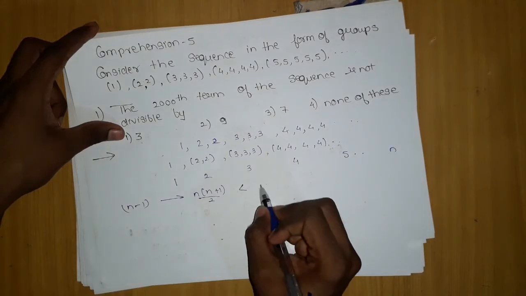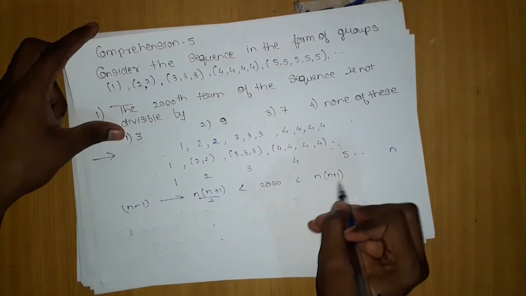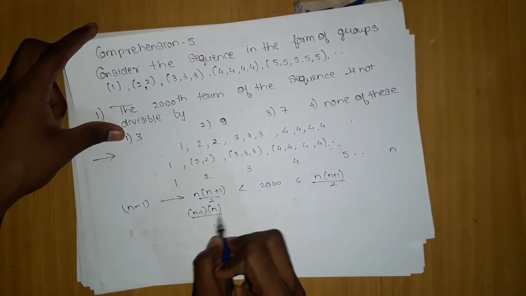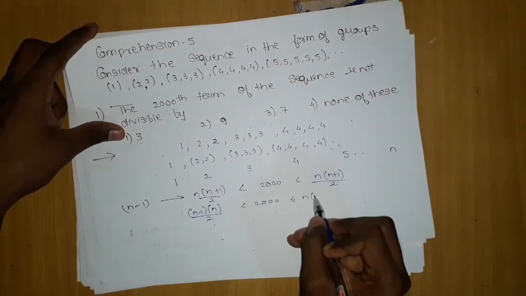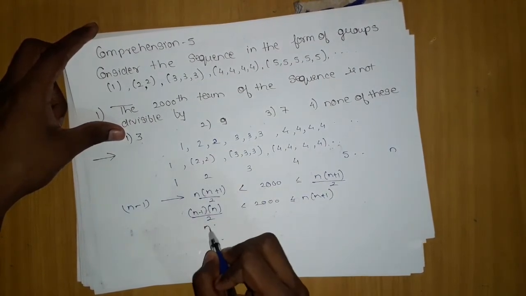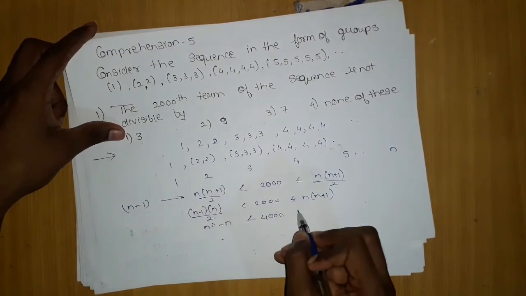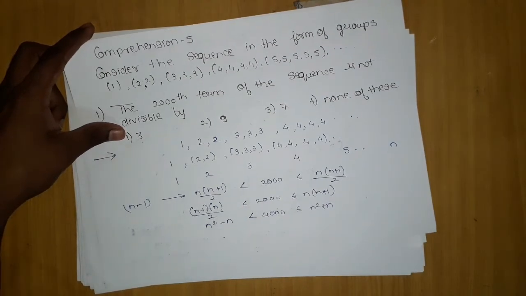And what term do I want? 2000 less than or equal to n into (n plus 1) by 2, the nth term. I will replace n by n minus 1 here. If I replace with n, I will get n only. So it should be 2000 less than or equal to n into (n plus 1), which gives n square minus n less than 4000, and n square plus n. Okay, so I got this.